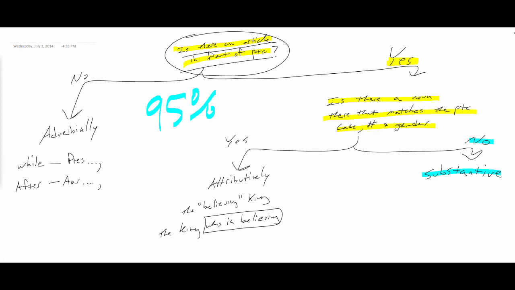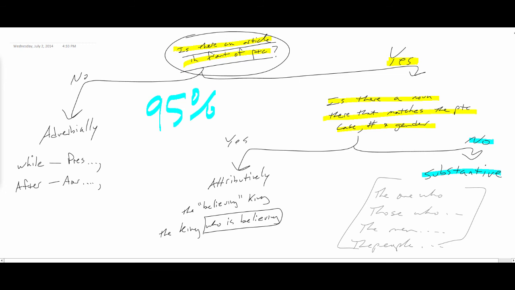And so what that means is that in English, we're going to have to provide words like the one who, or those who, or the men who, the people who. We have to provide a structure to turn that participle into a noun type thing in English.